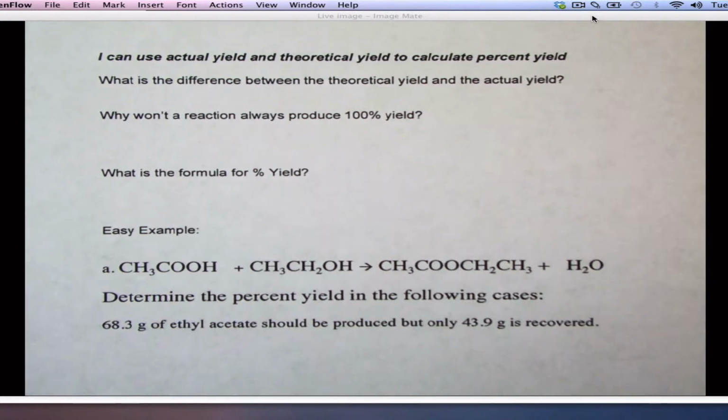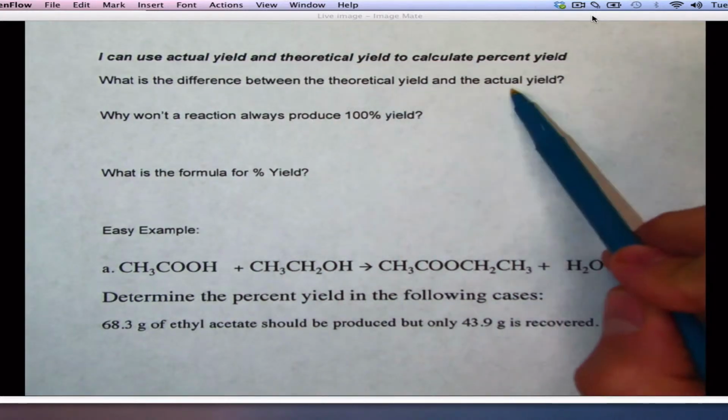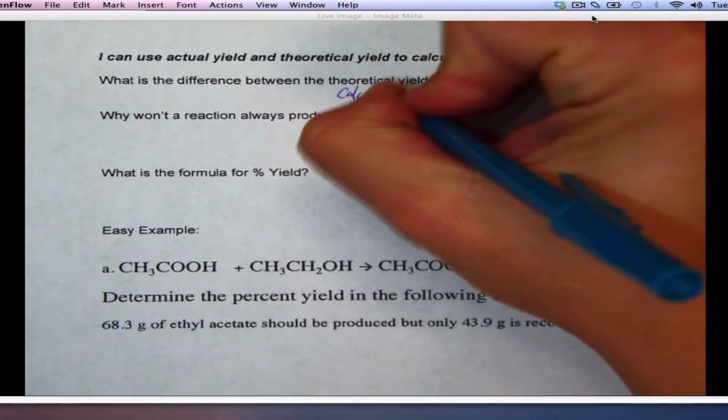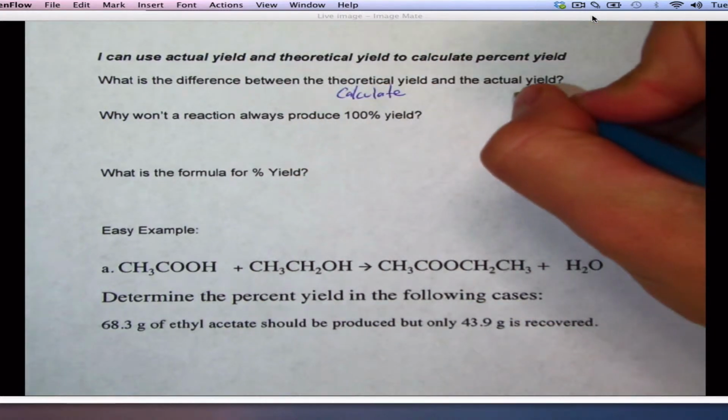All right, boys and girls, here's our last unit, our last part we're going to talk about with stoichiometry. It's called actual yield and theoretical yield to calculate the percent yield. So, first couple things you need to know before you do this. The difference between theoretical and actual yield. The theoretical is what you calculate, and the actual yield is what you really got in a lab.